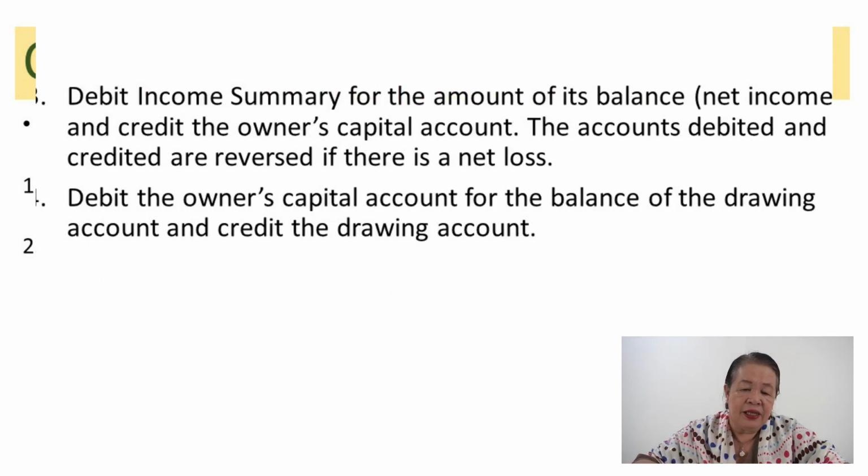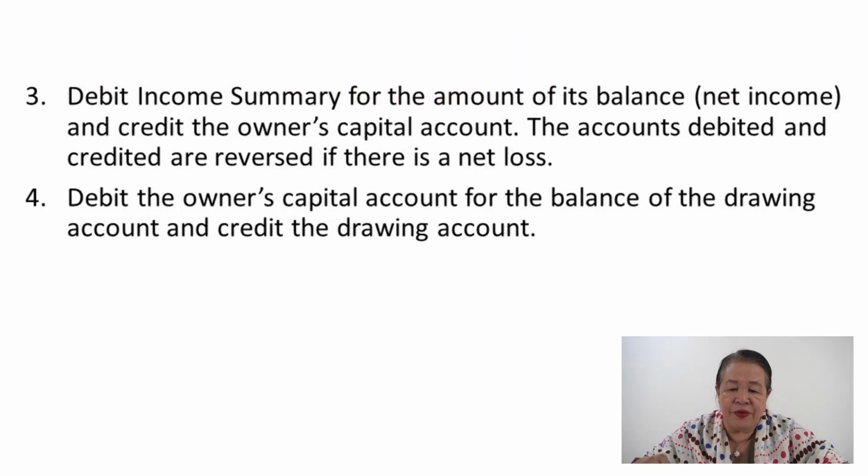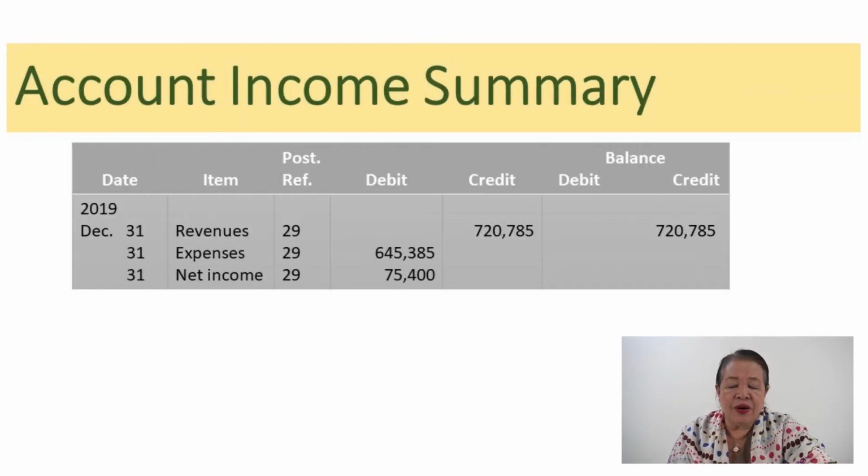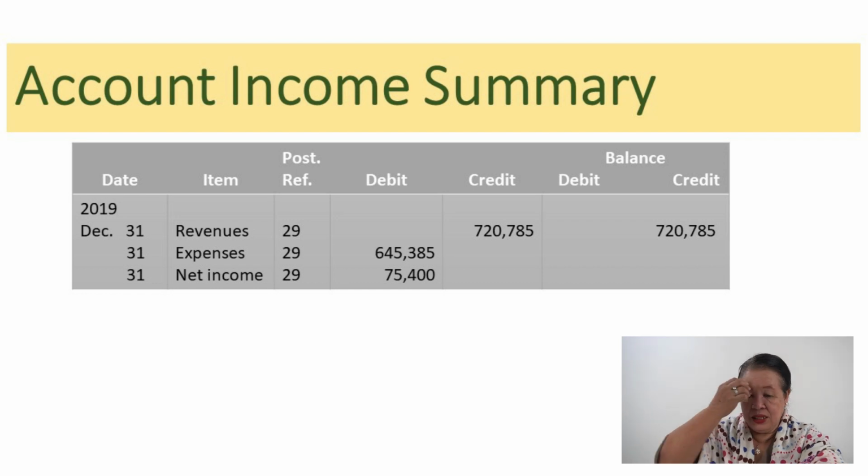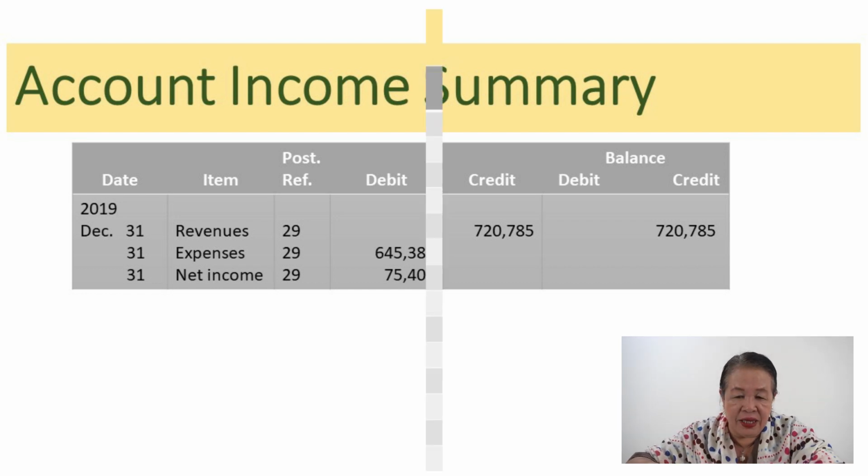Then debit income summary for the amount of its balance, the net income, and credit the owner's capital account. The accounts debited and credited are reversed if there is a net loss. Then debit the owner's capital account for the balance of the drawing account and credit the drawing account. So the income summary account has debit expenses, credit revenues, and net income. Those are the contents of our income summary account.